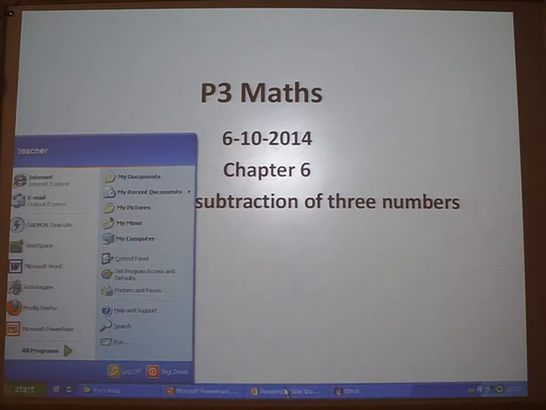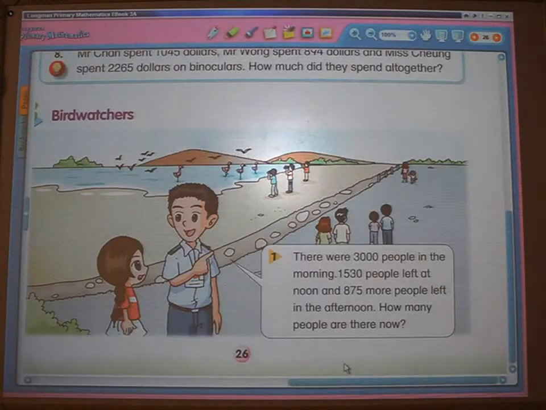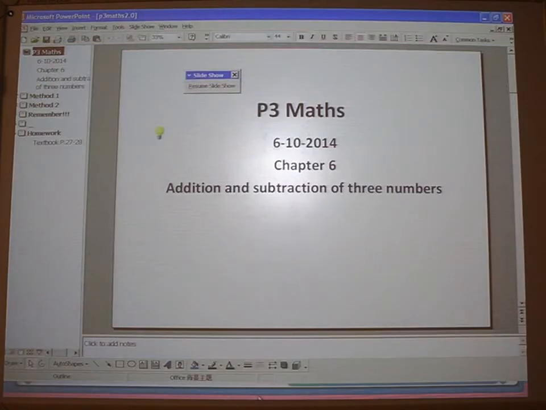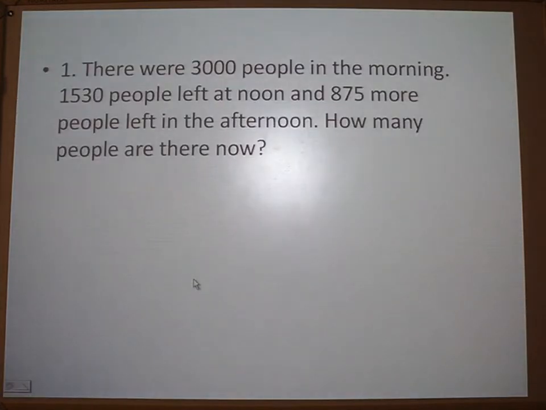So now please turn to page 26 of your textbook, for question 1. There were 3,000 people in the morning. 1,530 people left at noon, and 875 more people left in the afternoon. How many people are there now?